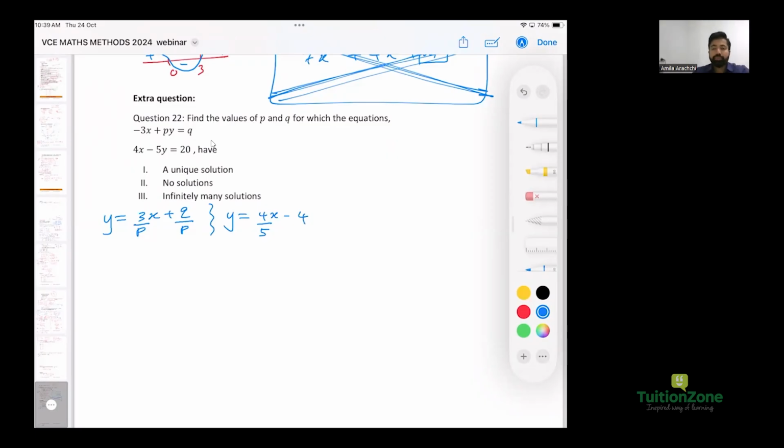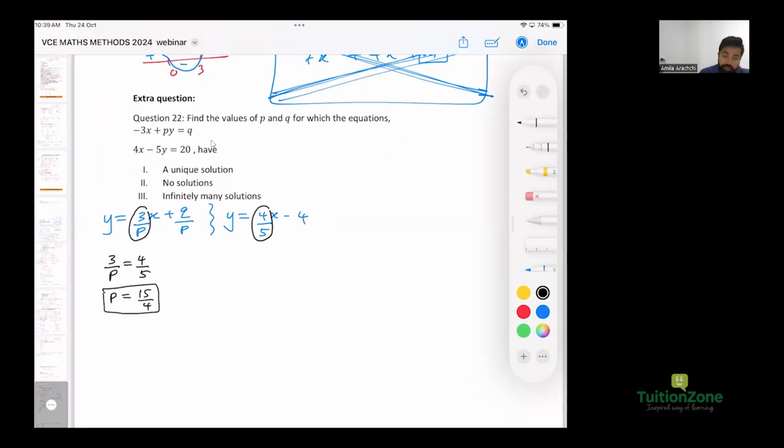And then what's your next step? Once you do up to here, what's the next step? Equate the gradients. So we do have this section here and this one. Equate them. Make them equal to each other. So 3 over p is equal to 4 over 5. Can you find the p-value? What's the p-value? Just cross multiply it. 15 over 4, isn't it? So 15 divided by 4.